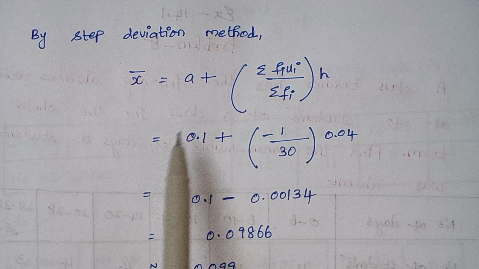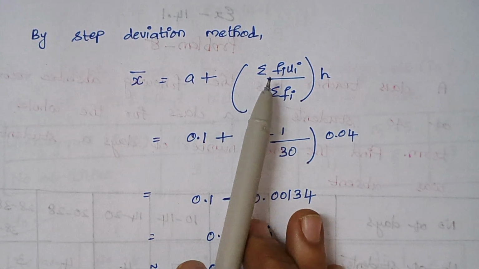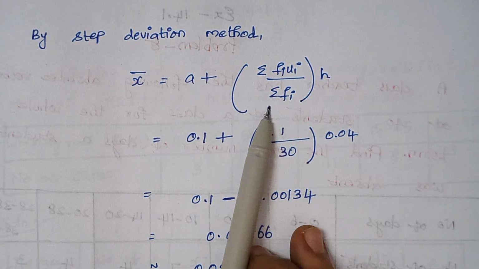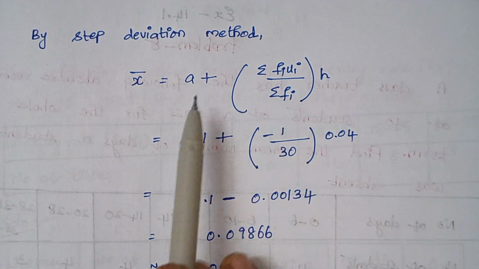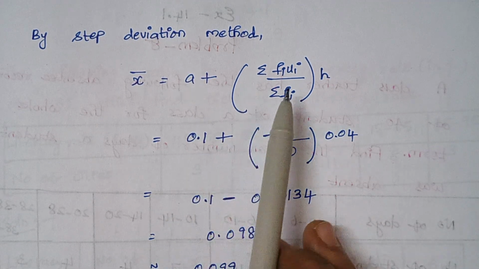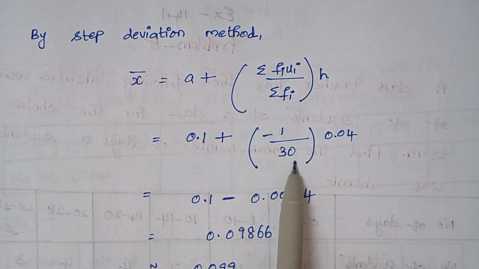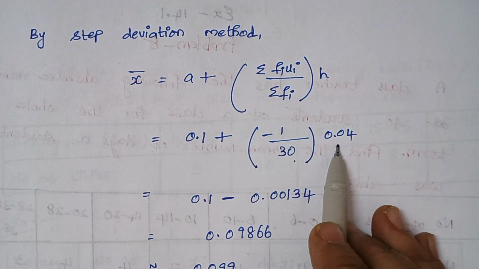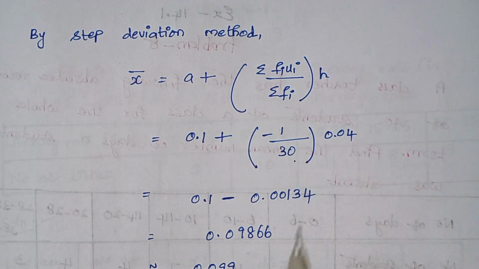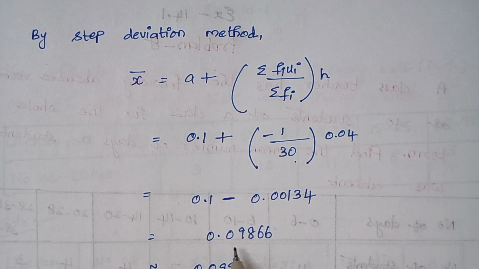So just by the formula, x bar is equal to A plus summation of FiUi by summation of Fi into H. So here the value of A is 0.1. The summation of FiUi is minus 1, the summation of Fi is 30, and the value of H is 0.04. So once you simplify, we end up with the answer as 0.09866.